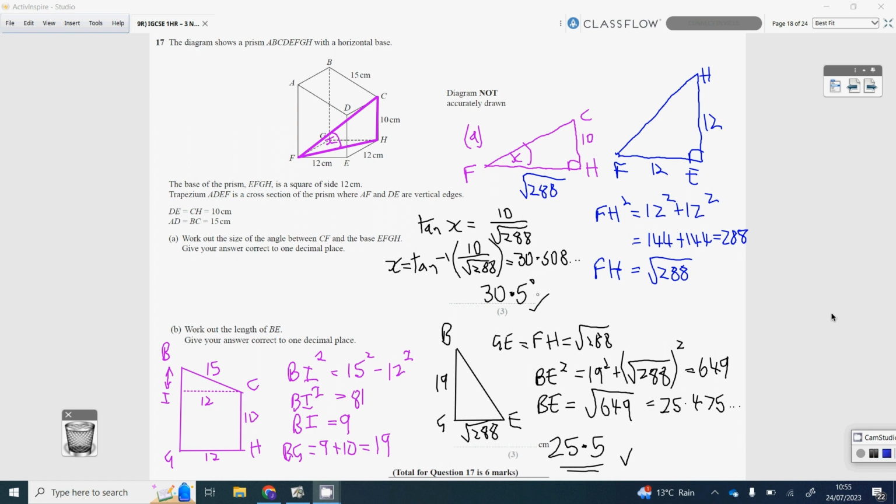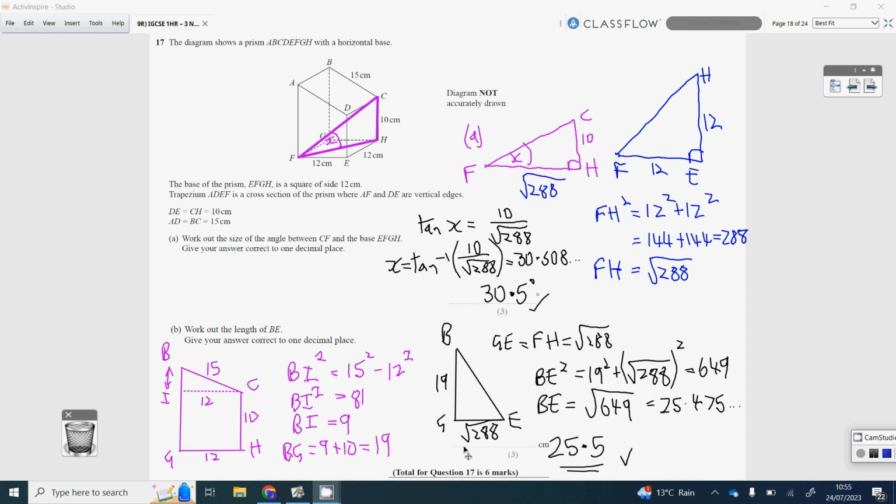Part B, I'm being asked to work out the length from B to E. So I'm going to hook out the right-angled triangle B to G to E, which I've done here, and I'm trying to work out the length B to E. Now I know the length from G to E because that's just the diagonal on the square at the bottom. So the length G to E is the same as the length from F to H, which I used in part A. So that's root 288.